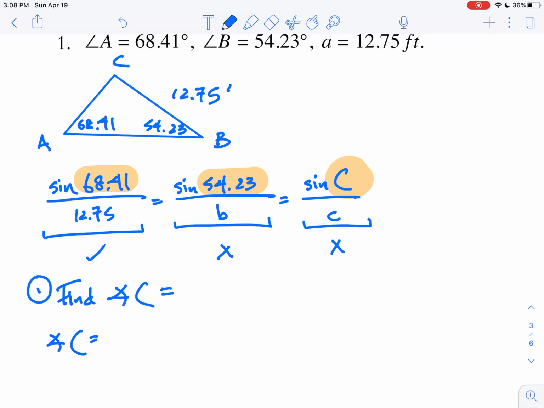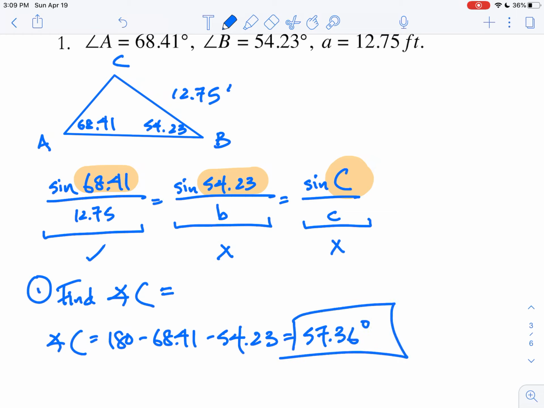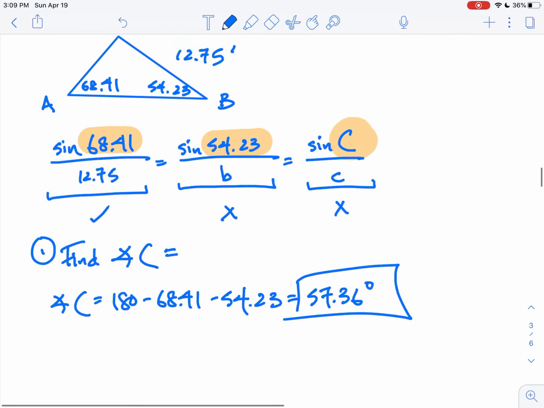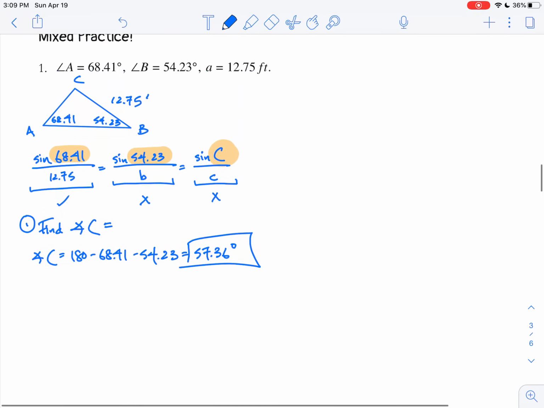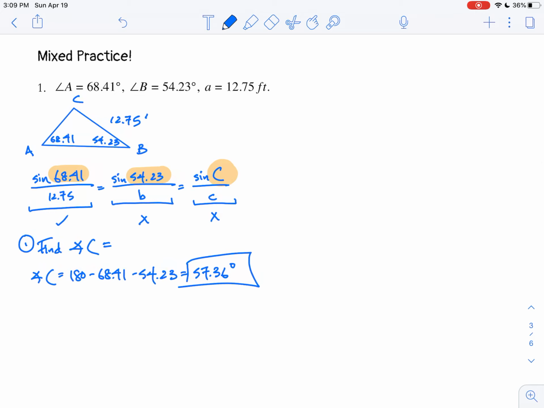And so angle C equals 180 minus 68.41 minus 54.23. And let's see what that gives us. 180 minus 68.41 minus 54.23 gives me angle C is 57.36 degrees. Okay? So I've got one angle, and now I have to find little b and little c. I have to find those sides. Really your choice on which one you choose to do next, okay? I'm going to go ahead and find little b first.